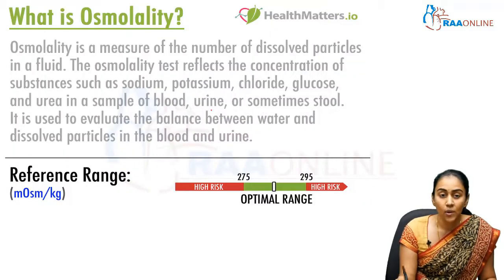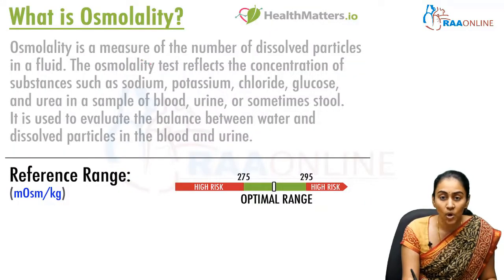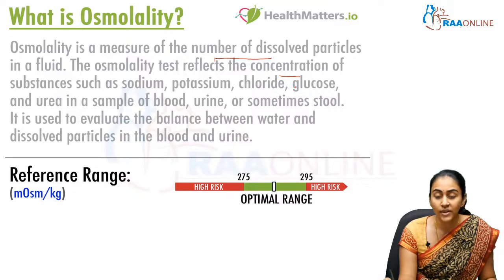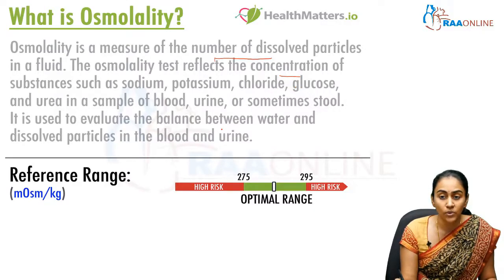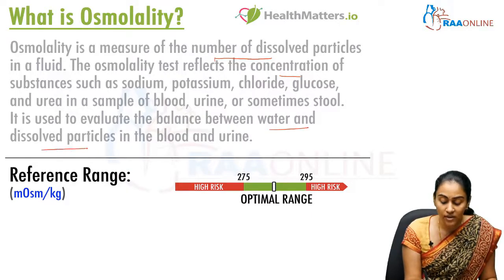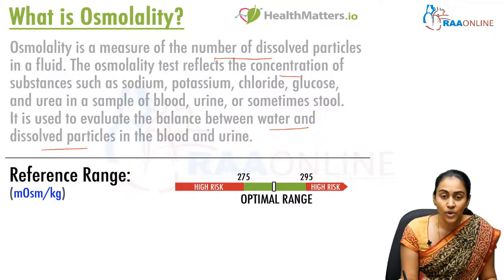Now, before we take the discussion any further, let us look a little bit into what serum osmolality means. Osmolality is a measure of the number of dissolved particles in a fluid. It reflects the concentration of substances like sodium, potassium, chloride, glucose and urea in a sample of blood, urine or sometimes stool. This is used to evaluate the balance between water and the dissolved particles in the blood and urine. So essentially, osmolality is a measure of the solute concentration of the fluid. That is what it means.